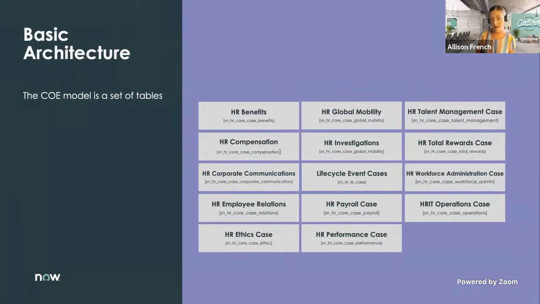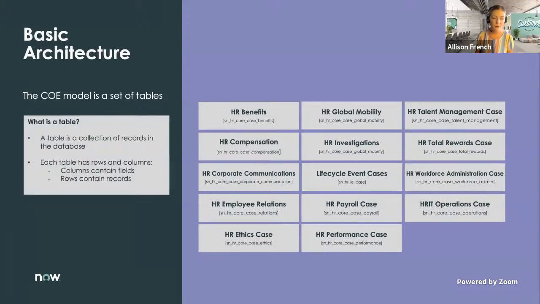So what we're seeing over on the right of this slide is a listing of those COEs and their corresponding tables. I won't read through all of them, but the other thing I want to point out, if you are newer to the architecture, is what really is a table? A table is a collection of records in the relational database that makes up ServiceNow. Sometimes I like to say that you can think of a table almost similar to a spreadsheet. It's of course not a spreadsheet, but each table has rows and columns. A column would contain a field and a row would contain a record.